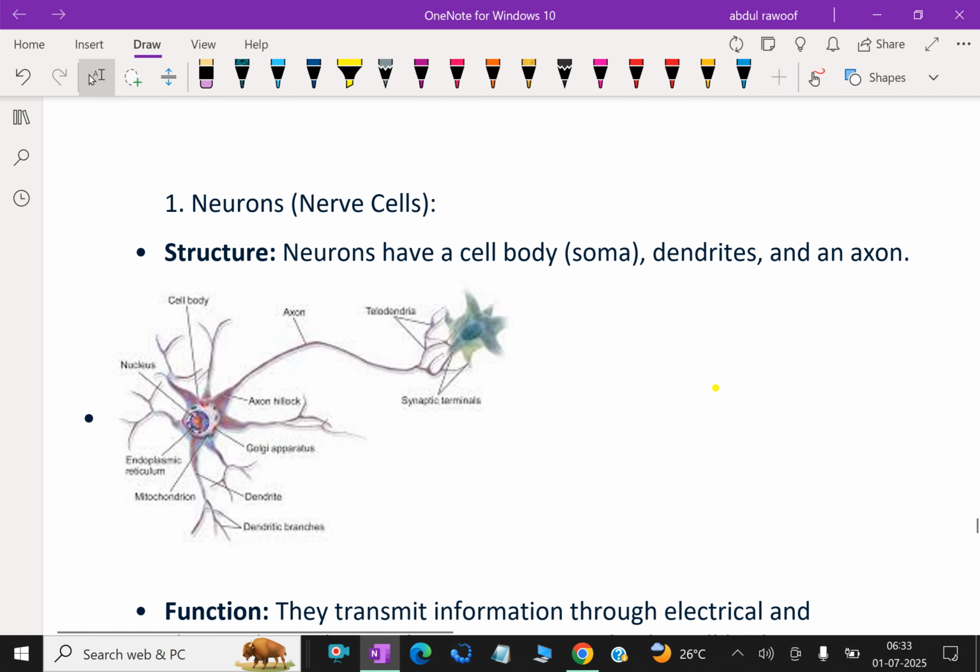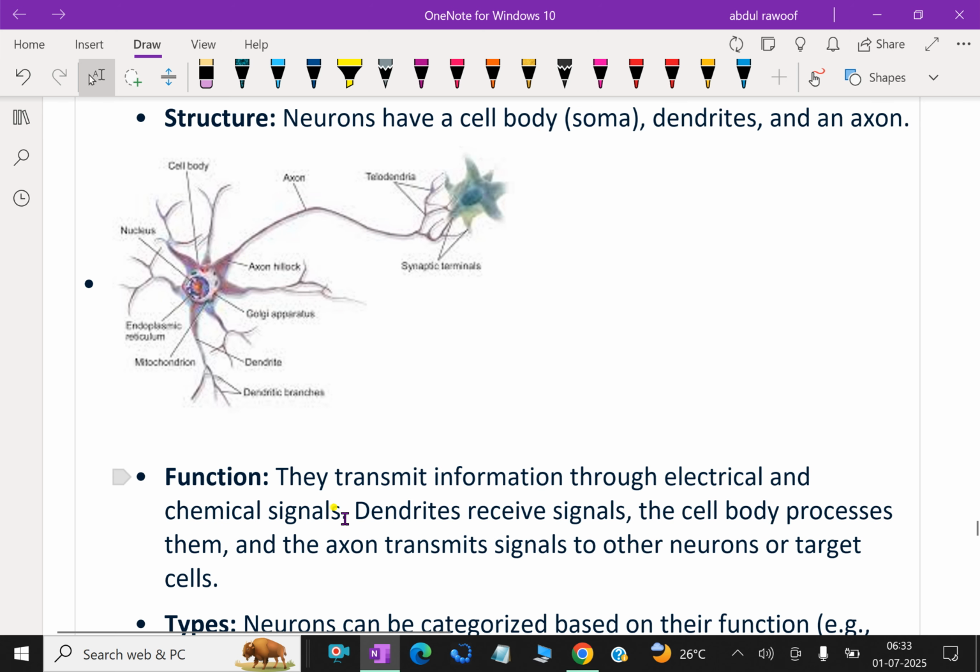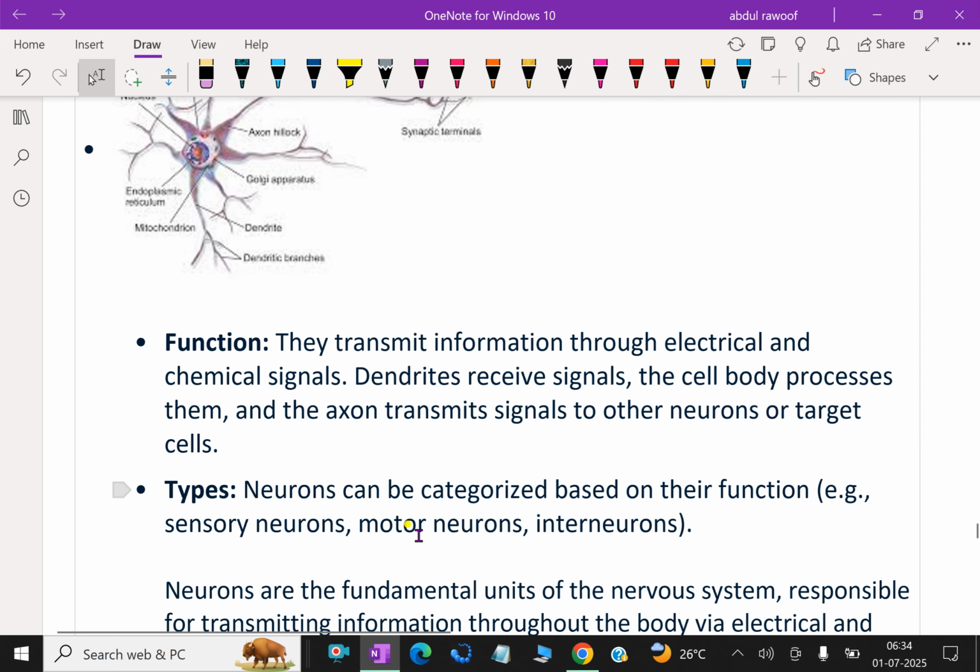Neurons, or nerve cells. The structure: neurons have a cell body, soma, dendrites, and an axon. The function of the neuron: they transmit information through electrical and chemical signals. Dendrites receive signals, the cell body processes them, and the axon transmits signals to other neurons or target cells. What are the types? Neurons can be categorized based on their function, for example, sensory neurons, motor neurons, and interneurons.